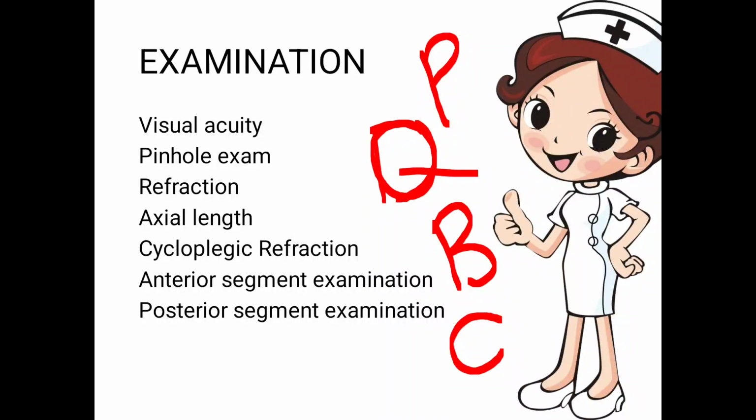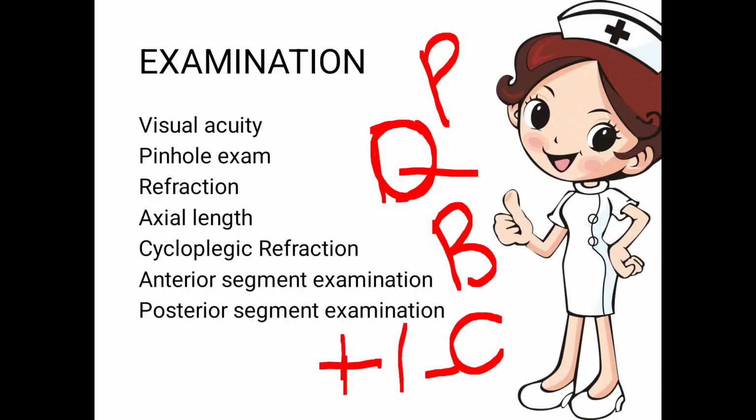Axial length may be checked because the retina is also involved. Next one, cycloplegic refraction. We can also take the cycloplegic refraction because somewhere plus spherical power may be there as well as the astigmatism. If the patient has plus spherical power behind it and the patient is young, he or she will not be able to accept it directly. So cycloplegic refraction is again very important.